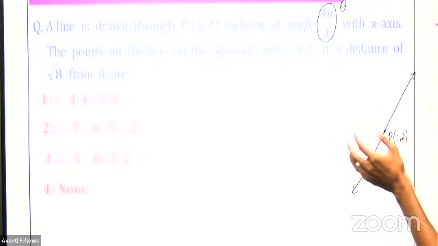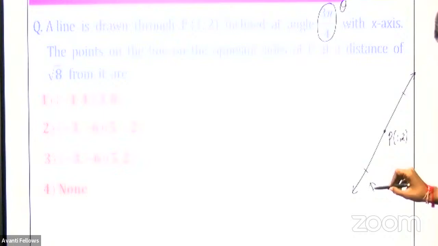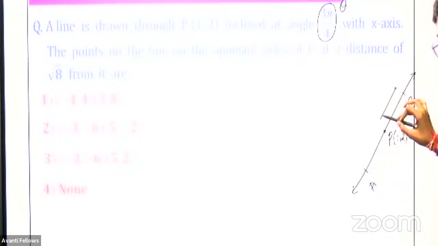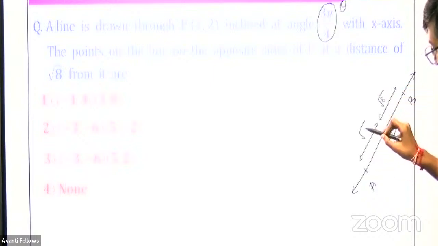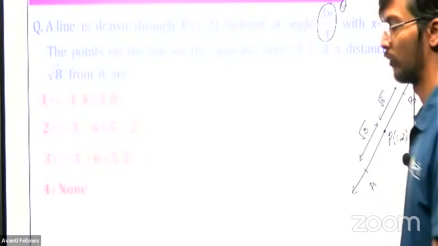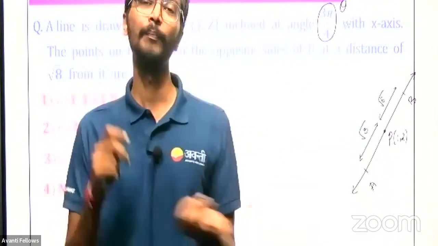The points on the line are on opposite sides of P. So let's say these are 2 points A and B, which are on opposite sides of P at a distance of root 8. This is also root 8. Got it? So this is the distance which is root 8, and we have to find the points A and B.